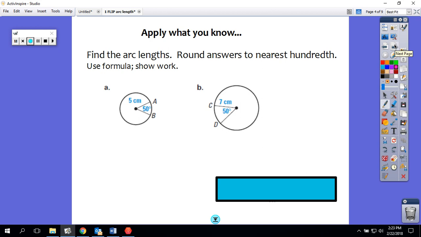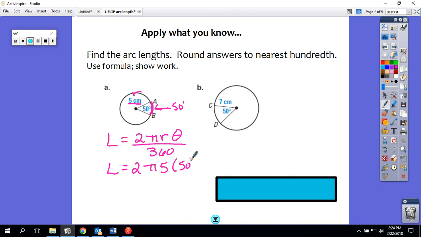All right, so if I wanted to find the length of arc AB right here, I'm going to use my formula. So 2 pi r theta over 360. Again, r is the radius of the circle, which in this case is 5, and theta is the measure of the central angle, which is the same as the arc, so 50 degrees. All right, so if I plug that into my formula, that's 2 times pi times 5 times 50 over 360. And guess what? You can just punch that straight into your calculator.